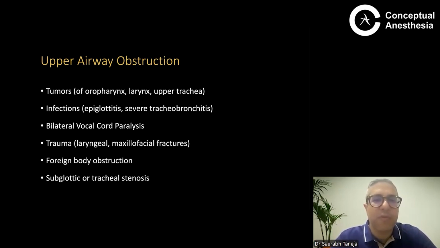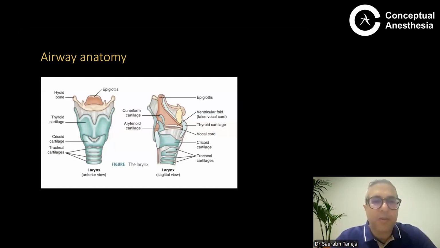These are examples of upper airway obstruction which we all should know: tumors of the oropharynx, larynx and upper trachea, infections like epiglottitis, bilateral vocal cord paralysis, where patients are unable to clear out secretions, then laryngeal trauma, foreign body obstructions, or subglottic or tracheal stenosis, which can even be a complication of a tracheostomy. So this is very important.